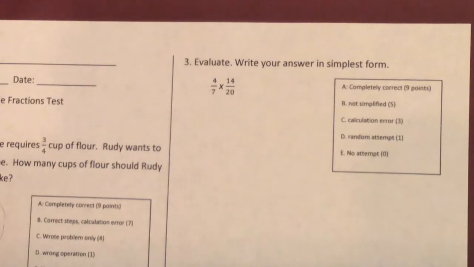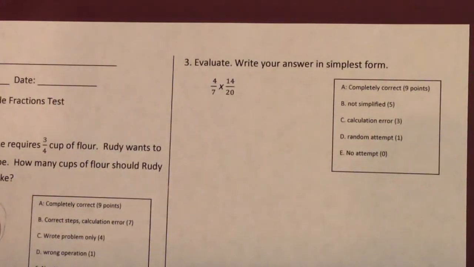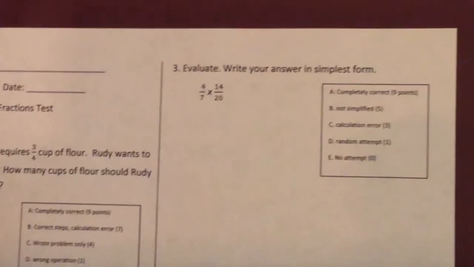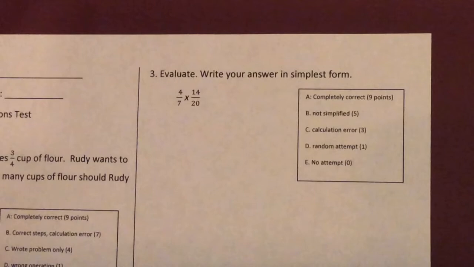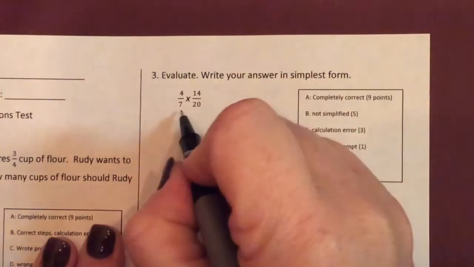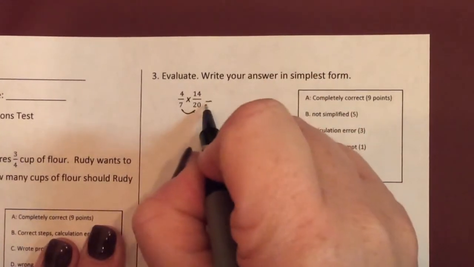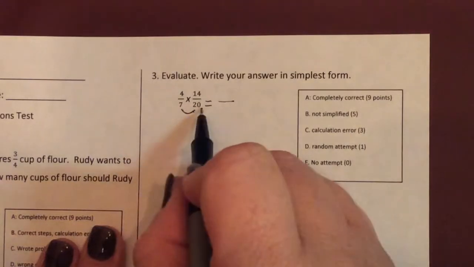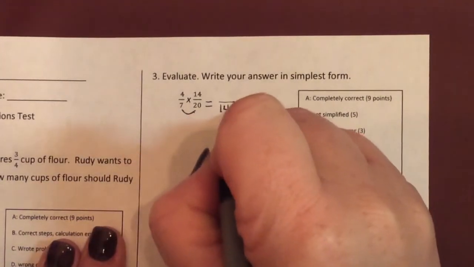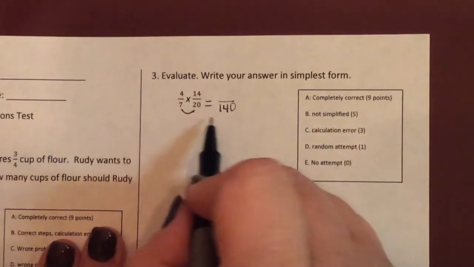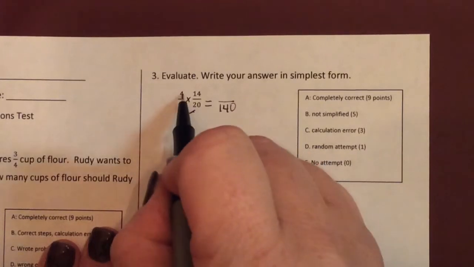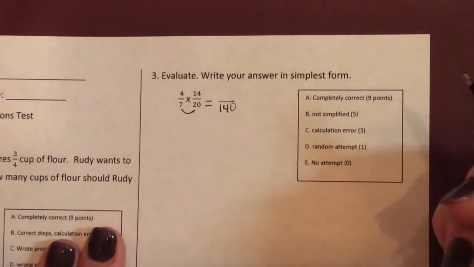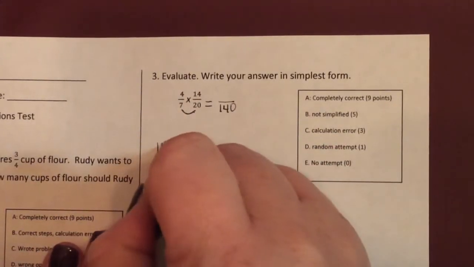Okay, question 3. Most people that I saw that made a mistake here, it's because we didn't simplify all the way. We simplified a little bit or we got stuck. Okay, so 7 times 20 is 140 because 7 times 2 is 14. Now, 4 times 14. Not everybody knows that one, so let's write that down.